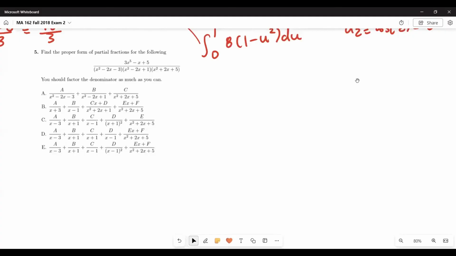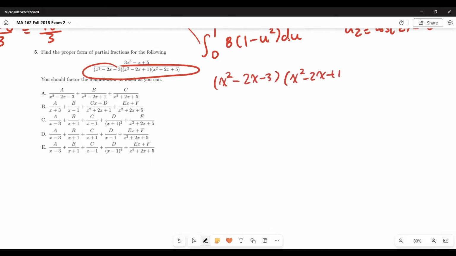Okay, so this question is to find the proper form of partial fraction decomposition. Okay, we love this question. Let's look at the denominator, because we don't really care about the numerator part, so just look at the denominator. Let's write it: x squared minus 2x minus 3, x squared minus 2x plus 1, x squared plus 2x plus 5.